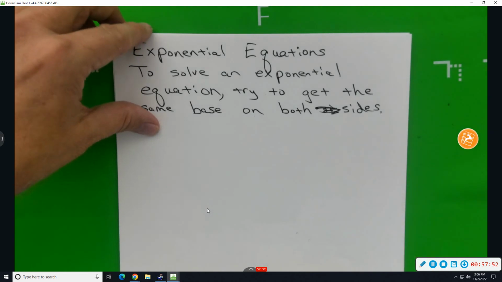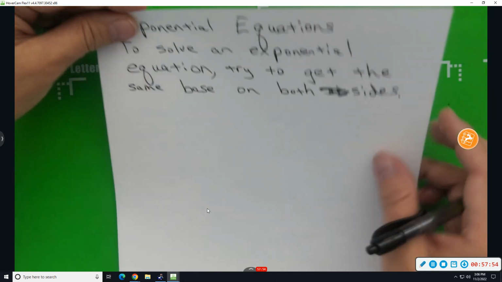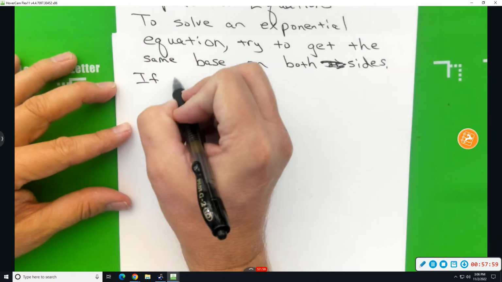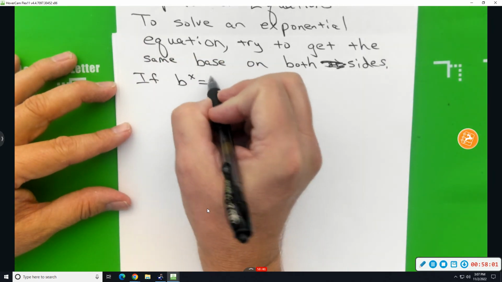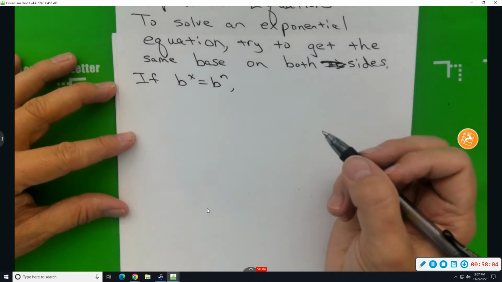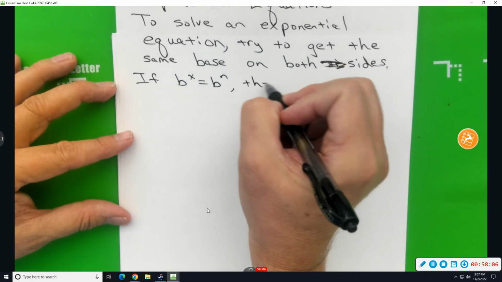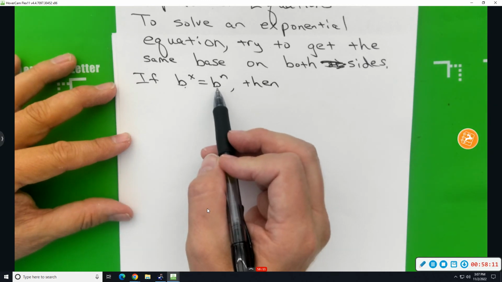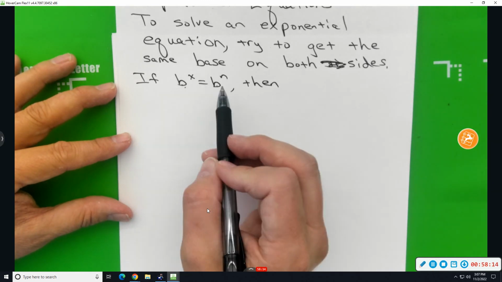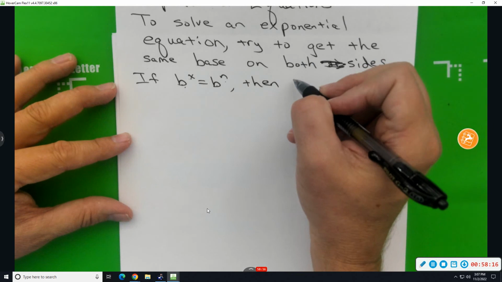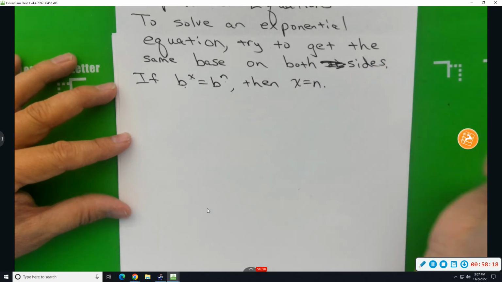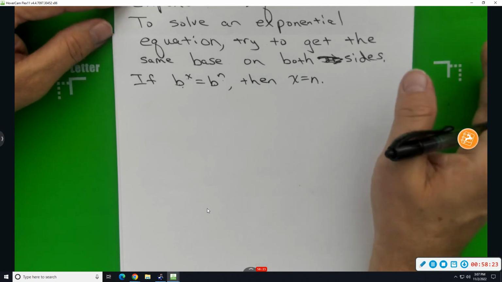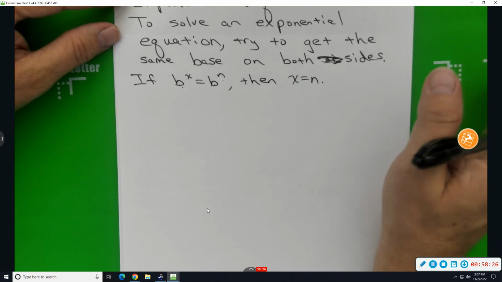And the same base method says if b to the x is equal to b to the n, then if the bases are equal, the only way the left side can equal the right side is for the power to be equal. Then x must equal n. And if you think about it, it makes sense. This is a sensible statement.